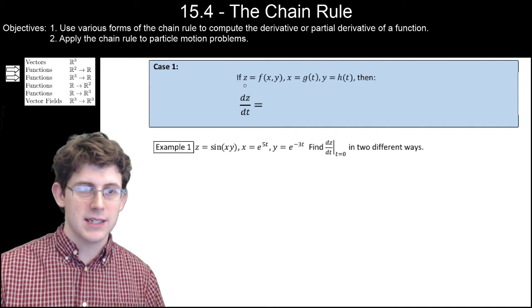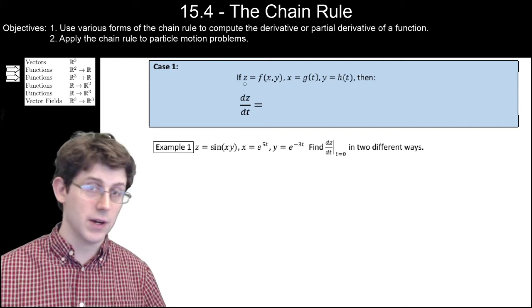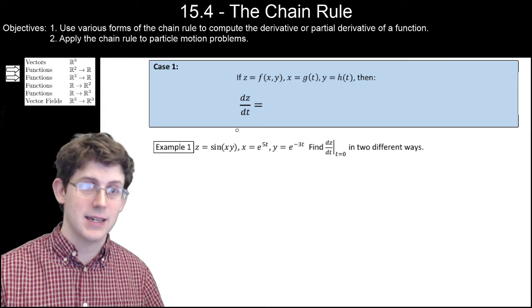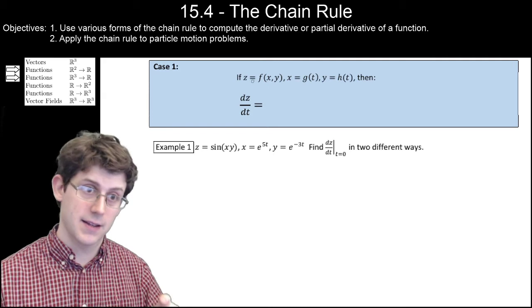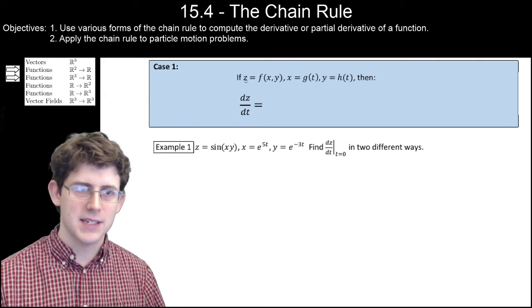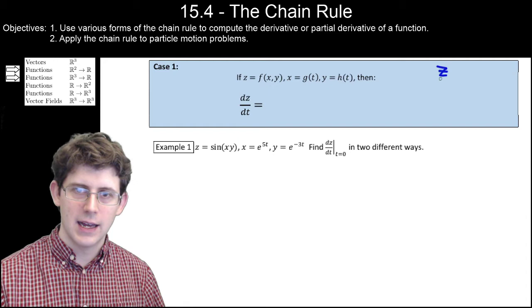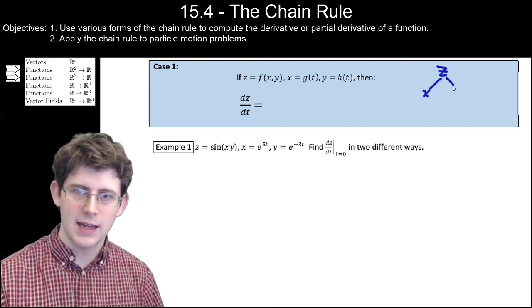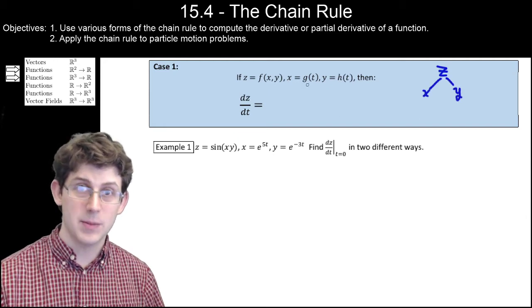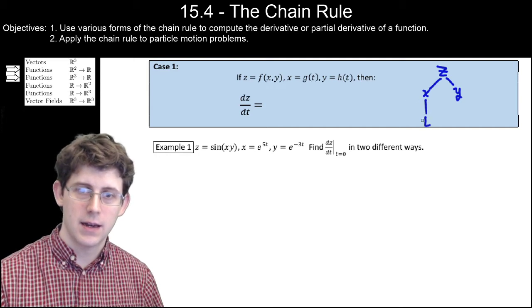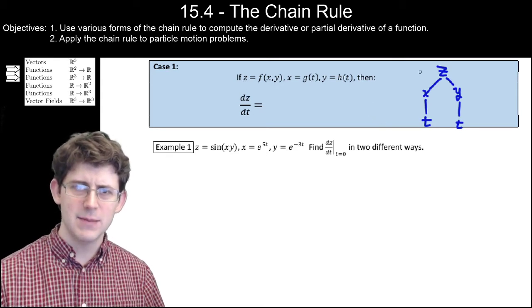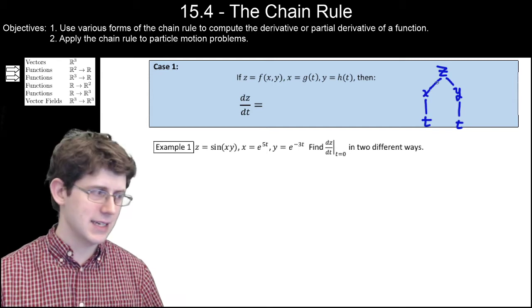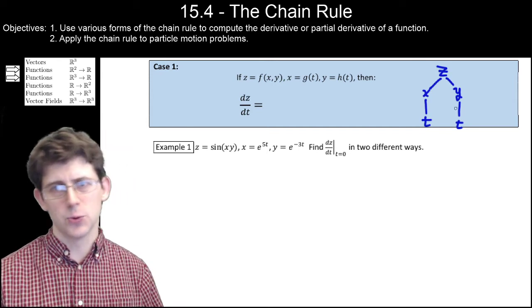Here, instead of a function with an input of one variable and the output of a number, the input is two variables, like a point in the plane, and the output is the height. In this case, we have z depending on x and y, and then x depends on time, and y also depends on time. In this case, z depends on time two different ways. z depends on time through x and through y.